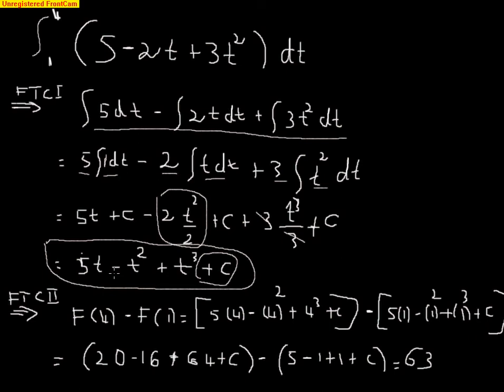So now we're going to evaluate this function right here at 1 and 4 with our formula from the fundamental theorem of calculus part 2, which said that to find the integral, you would evaluate the antiderivative, the big F, at the higher limit minus the lower limit. So you would evaluate this function right here at 4 minus the same function at 1.